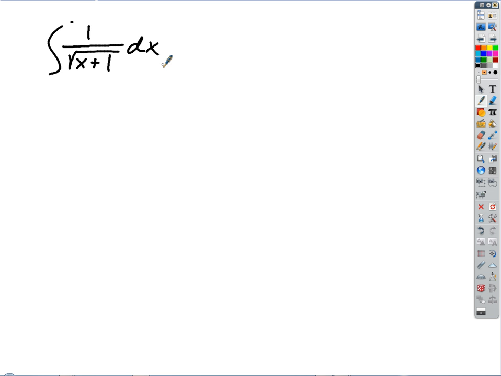Okay, real quick, what do you think the u substitution is going to be here? U equals x plus 1. Good. Okay, what's that make du? Okay, good. Now see if you can go from there a little bit.